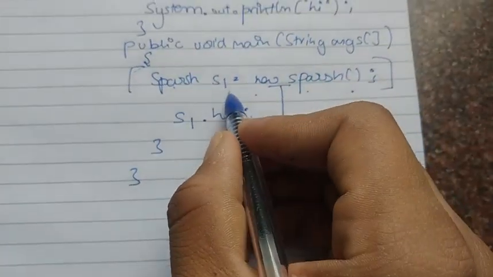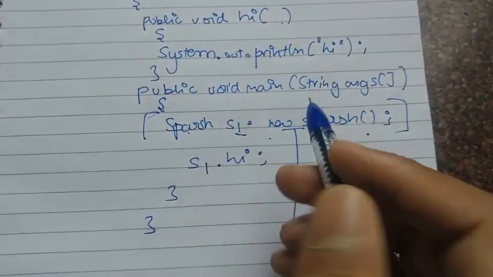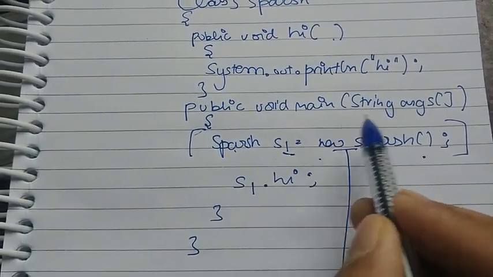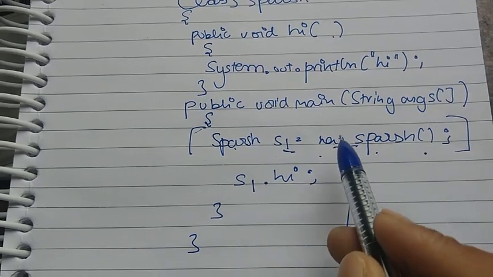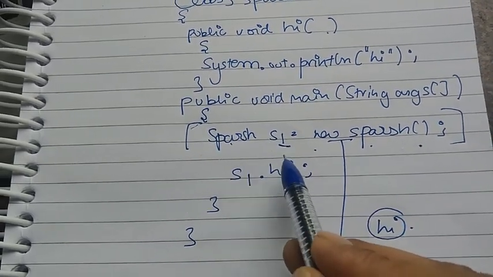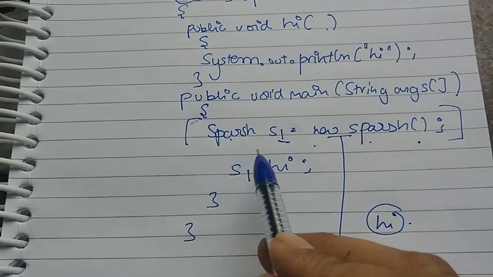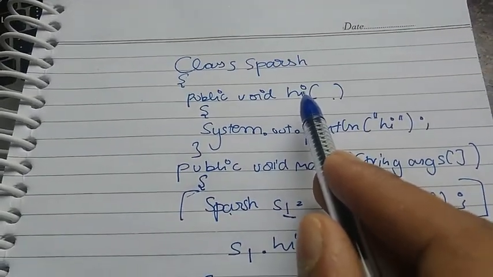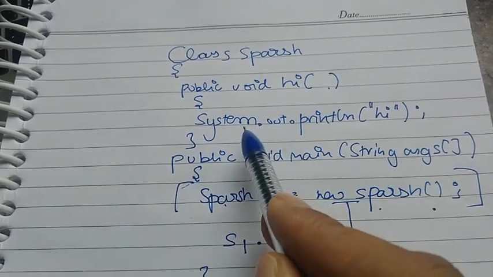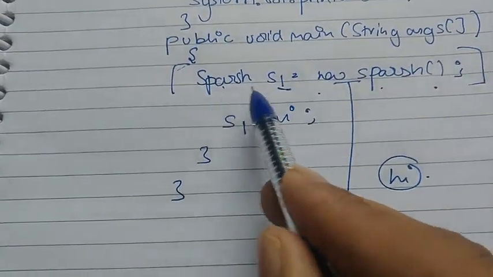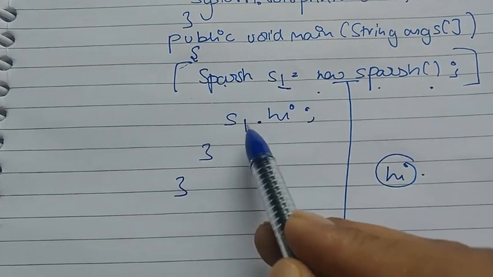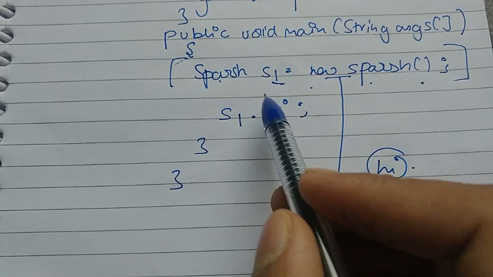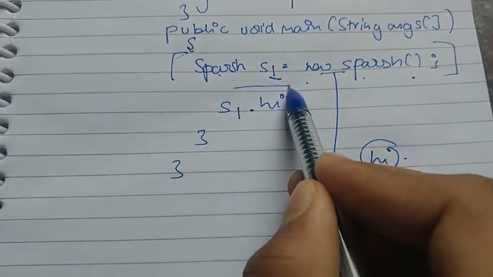We make an object s1 here, and as you know, in Java also only the main function is going to execute. So when the main function executes, Persh s1 = new Persh creates an object s1 of the class Persh that is defined here, which has a function hi, which says hi. When this object is created, we call s1.hi. Now what does this statement mean?